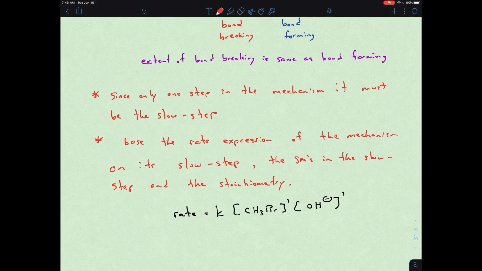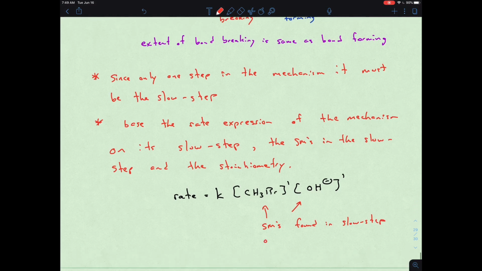These are our starting materials found in the slow step of the mechanism, and they are 1-to-1 in terms of our stoichiometry.